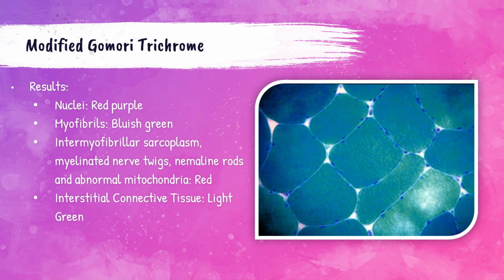When properly stained with the modified Gomori trichrome technique, nuclei will be red-purple in color. Myofibrils will be bluish-green. Intermyofibrillar sarcoplasm, myelinated nerve twigs, nemaline rods, and abnormal mitochondria will be red. Interstitial connective tissue appears light green in color. So this photo shows a frozen section of muscle stained with the modified Gomori trichrome technique. This muscle is stained greenish blue.